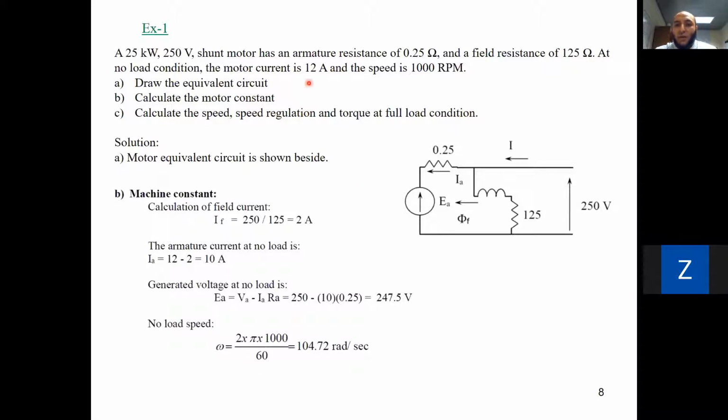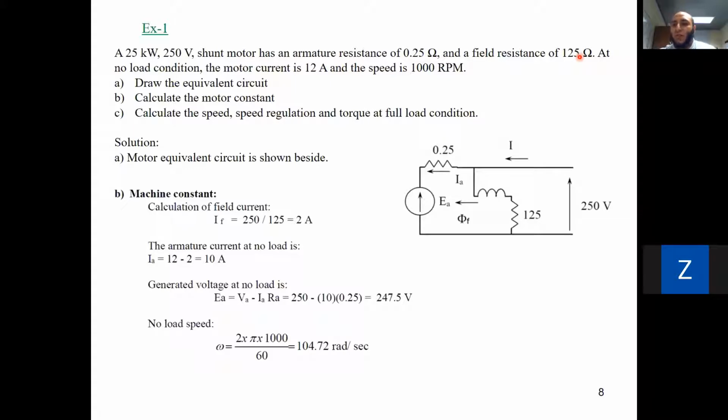We have an example here. A 25 kilowatt, 250 volt shunt motor has an armature resistance of 0.25 ohm and a field resistance of 125 ohm. There is a very important note here. You can see the field resistance is very high compared to the armature resistance. This is normal because the field current is small compared to the armature current.